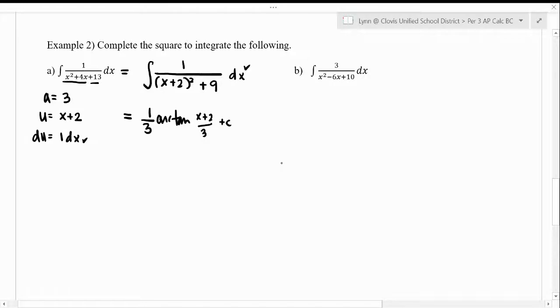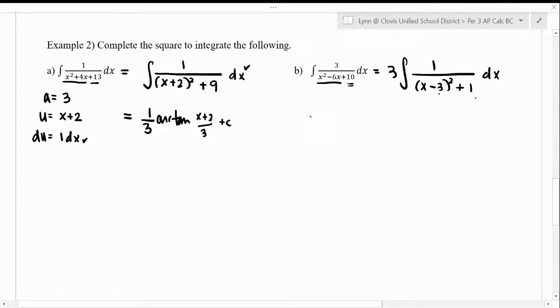Okay, let's do another. So that 3 is a coefficient, so yank it to the front. And then let's go ahead and complete the square down here. So I have x squared minus 6x, so half of negative 6 is negative 3. And I need a 10 when I distribute this out. So that would give me the x squared minus 6x, but then negative 3 squared is 9, but I need a 10, so I'm going to add one more to make 9 plus 1 equal to 10.